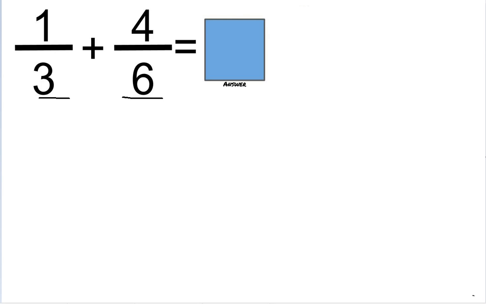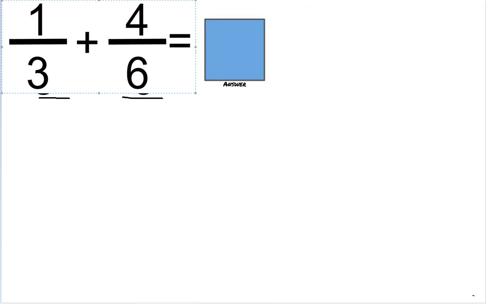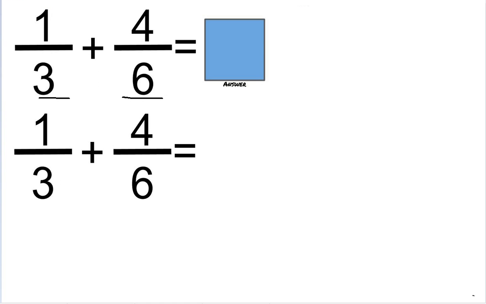So I can see that no, I actually do not have two common denominators. So what I'm going to do is copy the problem and bring it down here. I'm going to show you two ways to solve the problem. The first way, I'm going to change the denominator of our first fraction, 1/3.